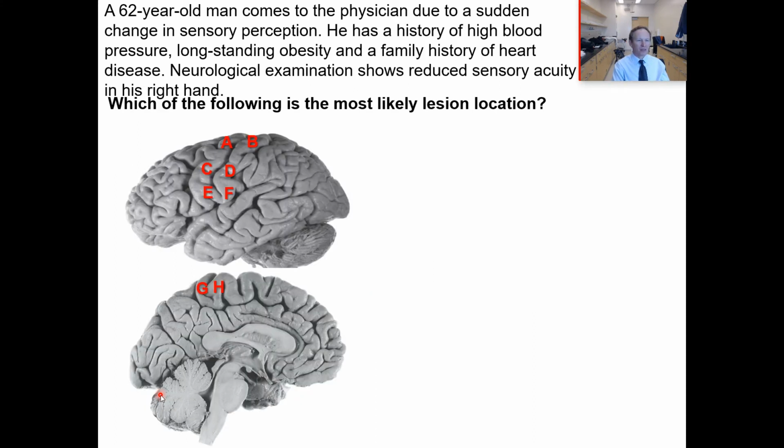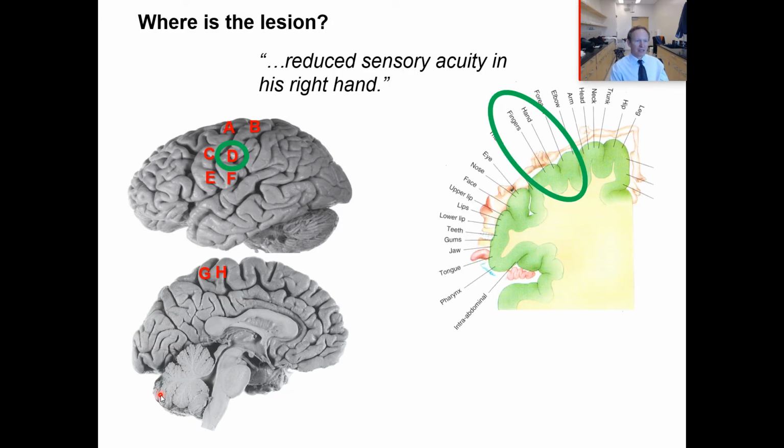Okay, here's another question. See if you can answer that one. The correct answer is D. Let's understand what happened here. The patient experienced a reduced sensory acuity in his right hand. So first of all, you have to find out which modality this is. Sensory acuity, that's discriminatory touch that's processed through the dorsal column medial lemniscus pathway in the somatosensory system.